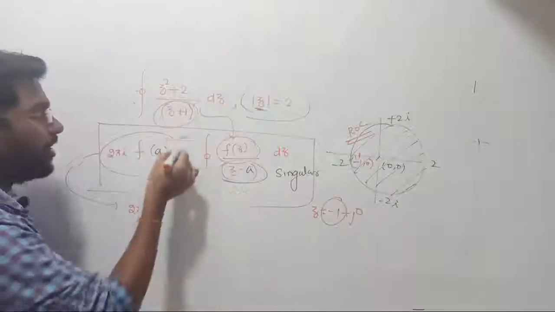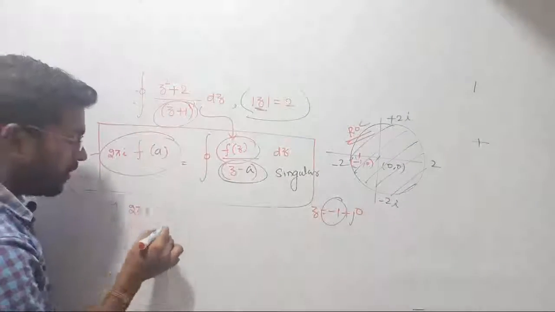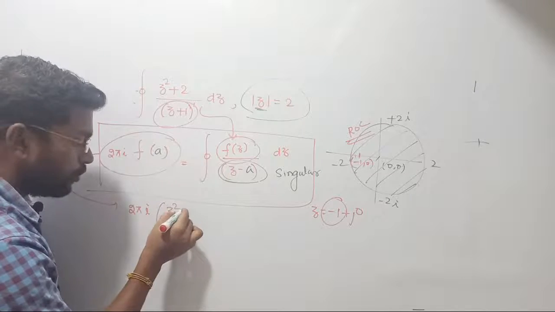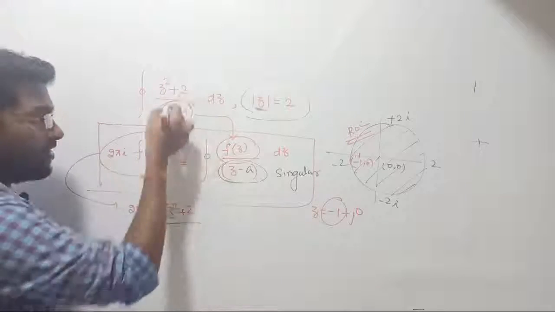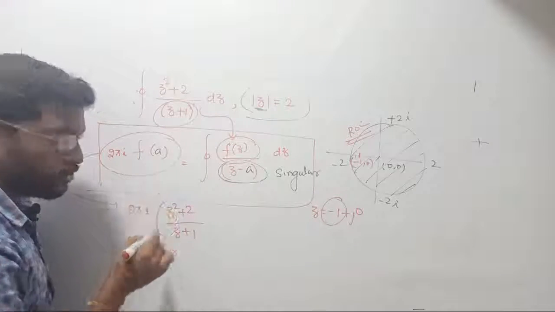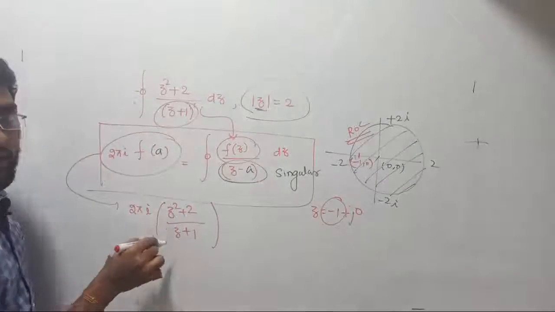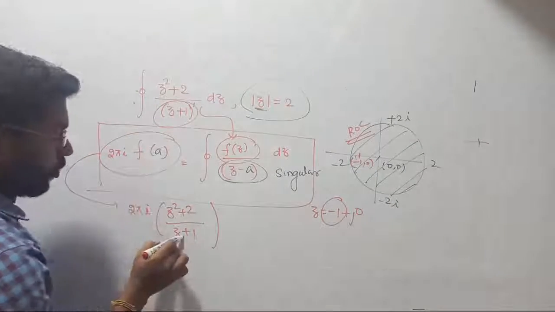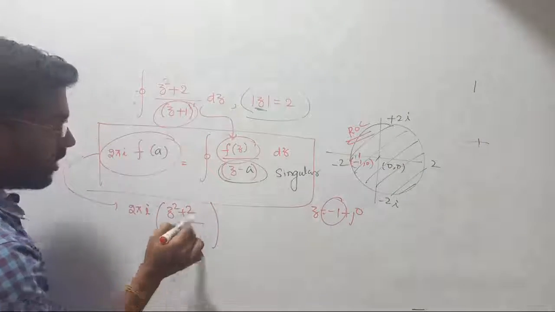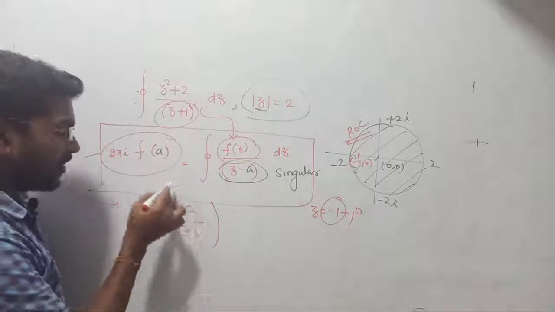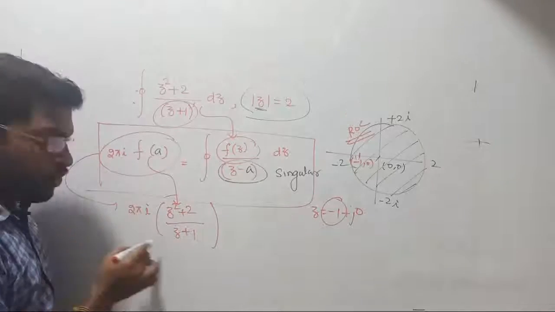So your answer is simply, guys, listen: take 2 pi i and take the whole function as it is. What whole function have they given here? Just substitute z squared plus 2. Take the whole function given here as it is. Actually, I only need f of a. That means, at z plus 1, that is at z equal to minus 1, what is the value of this function? I want this one only. So I have to remove this one.